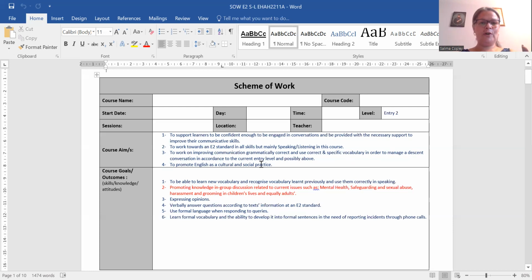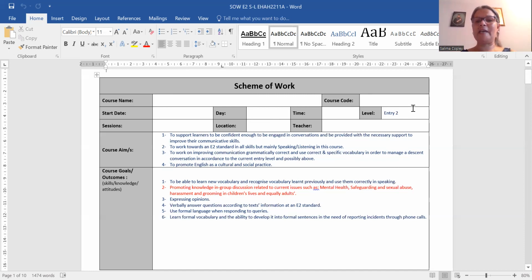So my scheme of work is this. This is the first page. Please do take a screenshot because I am not going to share it. I don't know how to share it. On the first page, you write your course name and the course code, if you have any. The start date, for example, the 1st of September or the 2nd of January. The day, is it a Monday or probably Monday and Tuesday? And the time of the session, from to. And what level is this class?